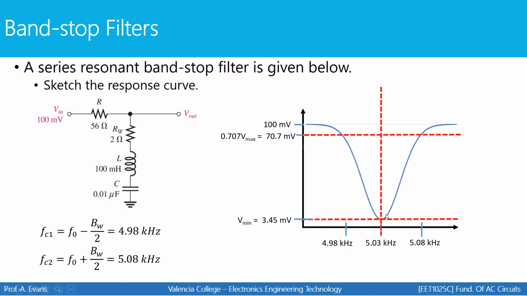At the center frequency, I hit my minimum voltage. Once I reach the 2 critical frequencies on either side, I'm at 70% of the maximum. And the further away I get from that center frequency, the closer I get to the maximum voltage, which is what you put in, 100 millivolts. There's your frequency response for this band stop filter.